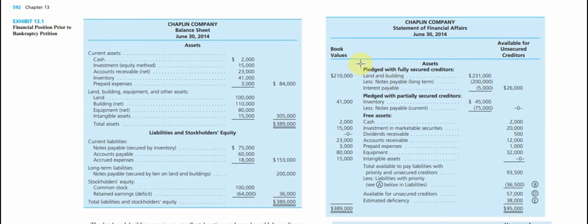First, we need to learn about fully secured creditor, partially secured creditor, and free assets. We know that fully secured creditor means they can be paid 100% in full, but the partially secured creditor cannot be paid in full, because you see that the inventory is lower than the notes payable, so you cannot pay in full here.